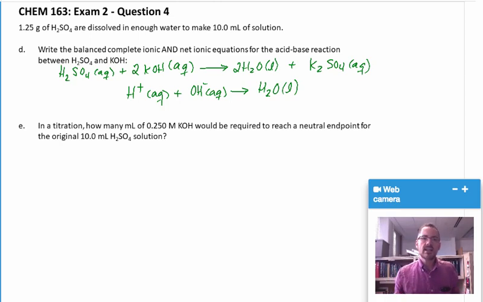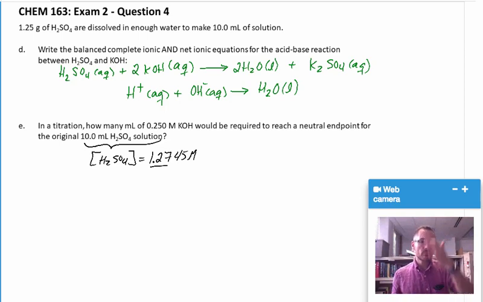And in this question it states, in a titration, how many milliliters of a concentration of potassium hydroxide would be required to get to a neutral endpoint for our original solution? Now, our original solution here was given a concentration value, so H2SO4 was given a concentration of 1.2745 molar. Now, the important piece of information here is our neutral endpoint.